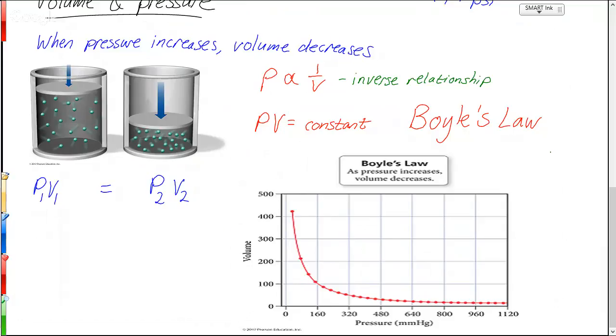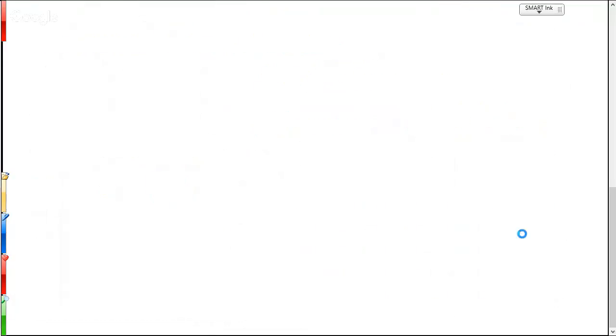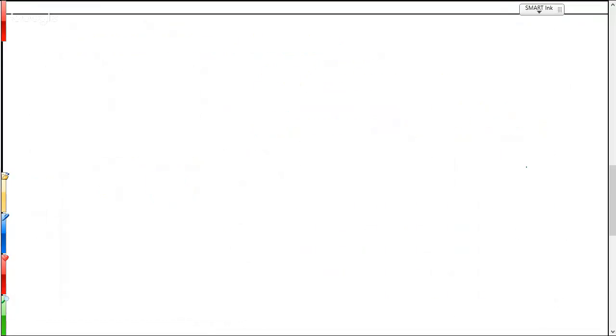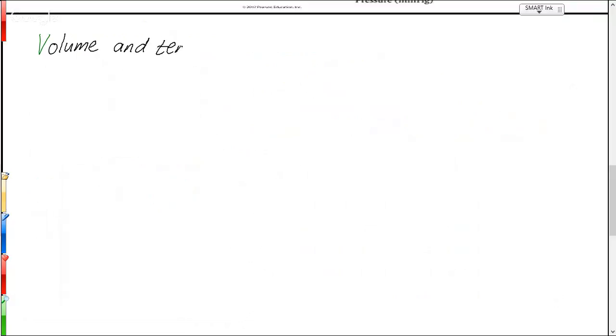Okay, any questions about pressure and volume? Think of some example in your head to keep that straight, whether it's a balloon or a plunger or whatever. Let's look at the next one. So the next one's going to be volume and temperature.